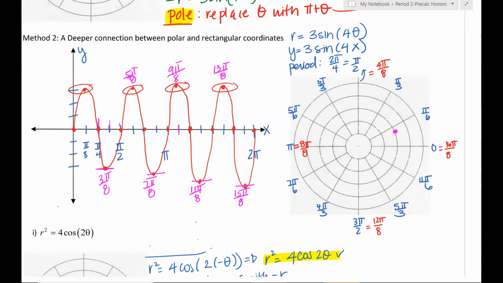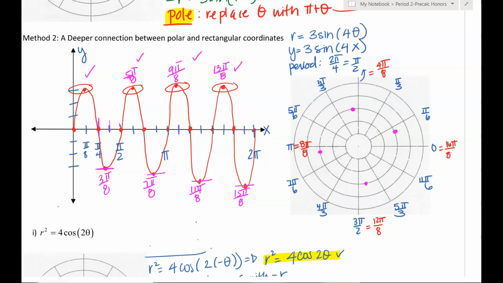All right, so 5 pi over 8 is slightly over here, and it's going to be just like that. Okay, so I just graphed that. 9 pi over 8 is slightly past pi. So what if we go right there? Checked. Okay, 13 pi over 8 is slightly past 3 pi over 2, so that one's right there. Check.